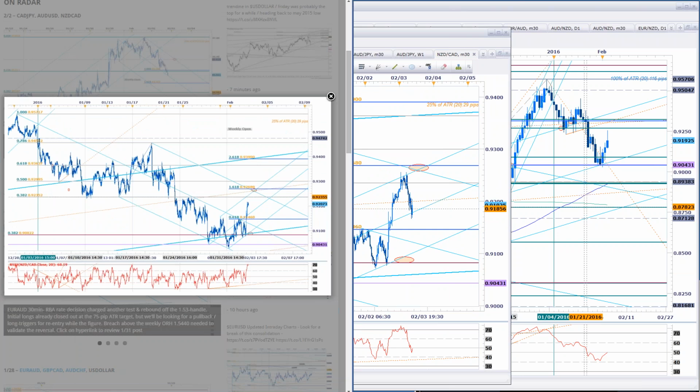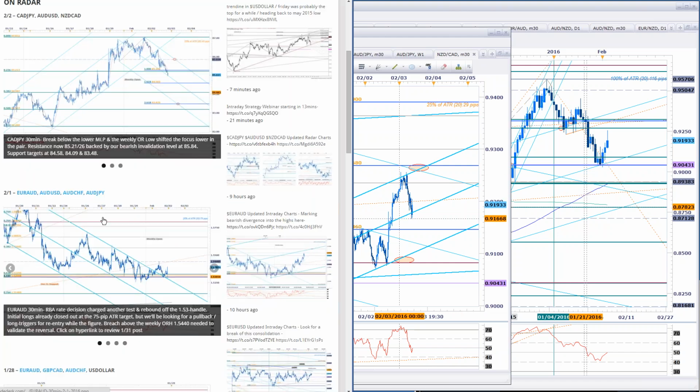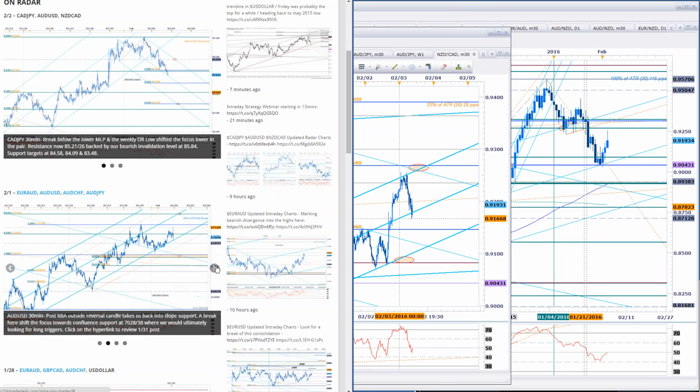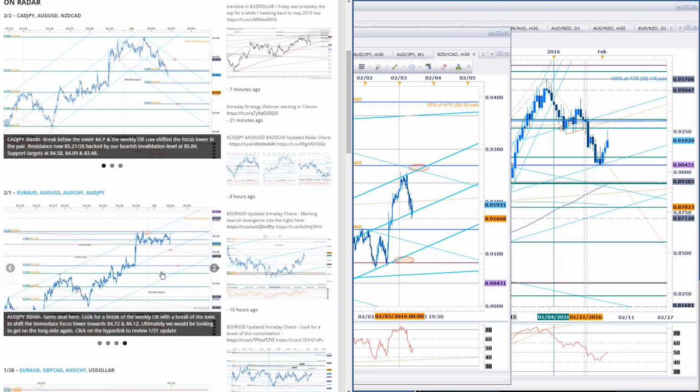And this is what we look like right now. So we stretched just shy of that and turned around. But as I was saying, I do want to just go over really quick the Aussie Yen, another Aussie cross that has been sort of almost textbook.